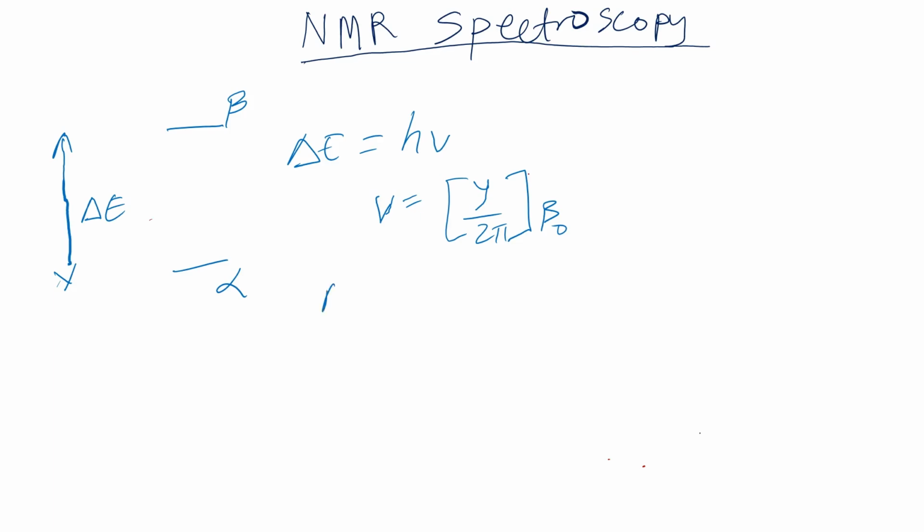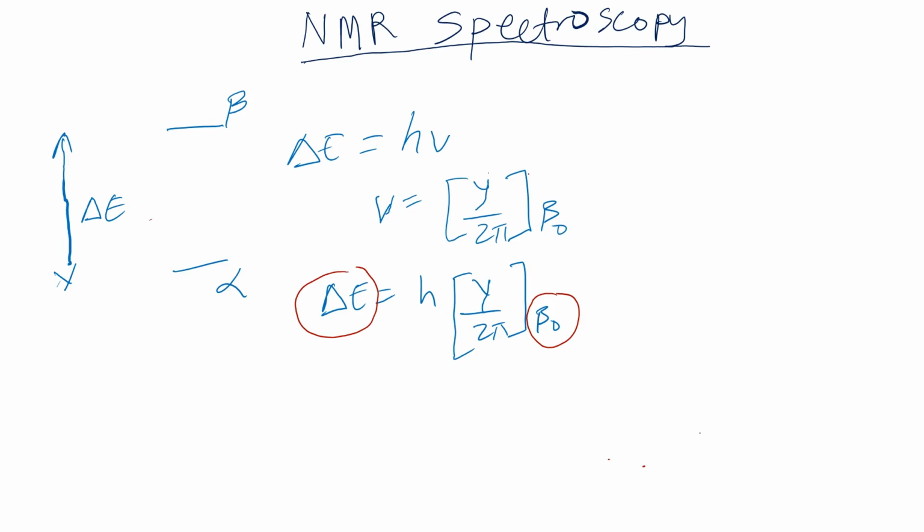So we have our delta E equal to h, the Planck constant, multiplied by the gyromagnetic ratio divided by 2 pi, then times the external magnetic field. And as you can see from this equation, the delta E is directly proportional to the strength of the magnetic field.